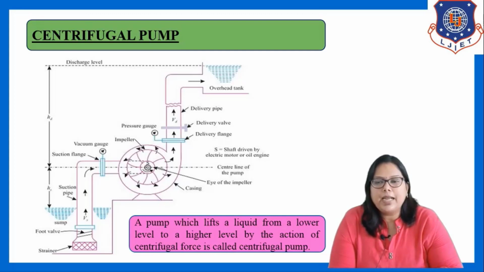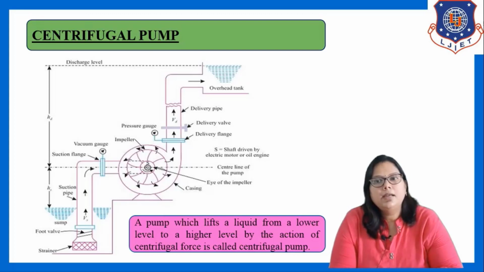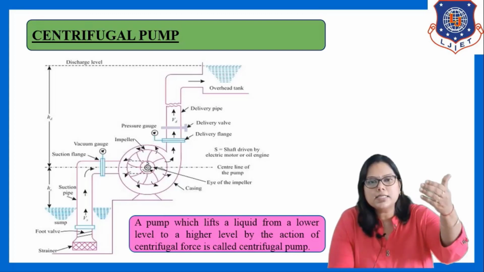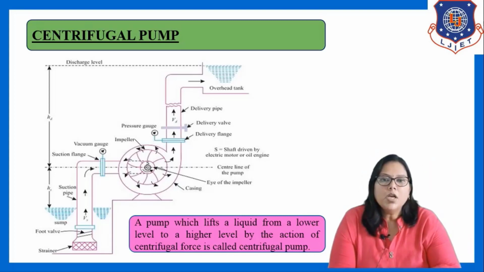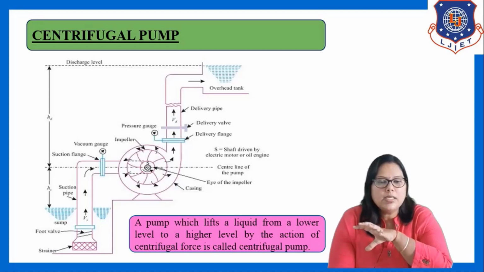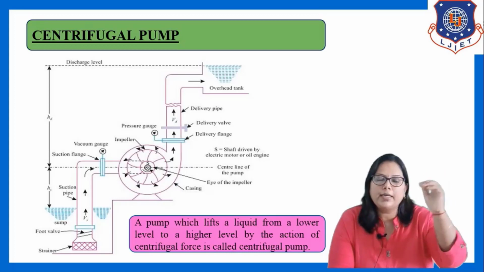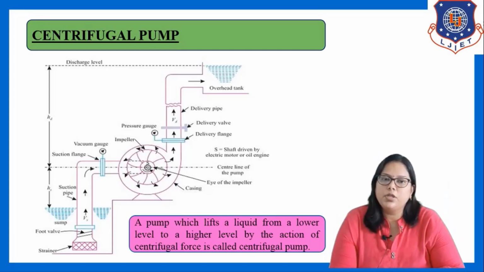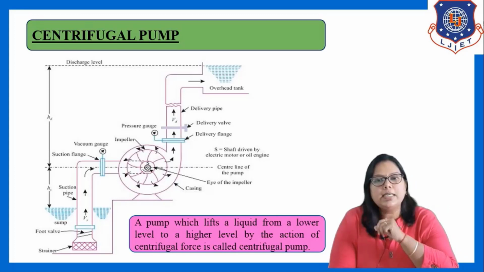See in the figure, at the bottom you can see there is a strainer which is connected to the suction pipe. The suction pipe is connected to a casing. The casing includes the impeller, and on the other side the casing is connected to the delivery pipe and the overhead tank. So this whole sketch shows the transfer of liquid from a suction line to the overhead tank with the help of the centrifugal pump.